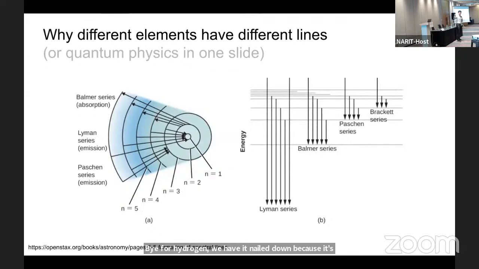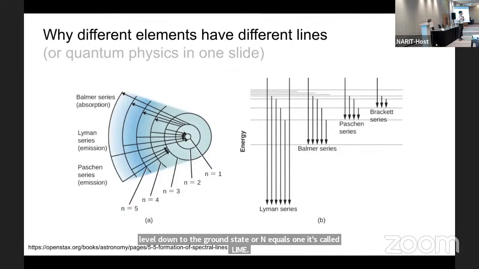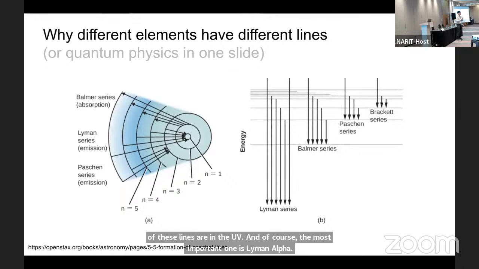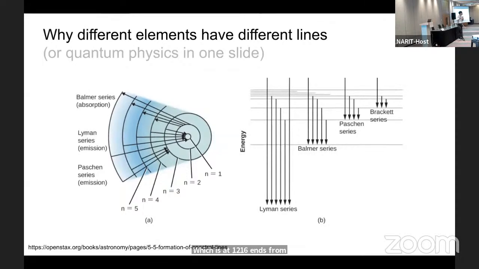And these are the common possible transitions that you can have. Transitions from whatever level down to the ground state, or n equals 1, are called the Lyman series. Most of these lines are in the UV. Of course, the most important one is Lyman alpha, which is at 1216 angstroms. I know this because my astronomy department has managed to secure that address for their building. So that's pretty cool. Things that transition to and from level 1 are Lyman.